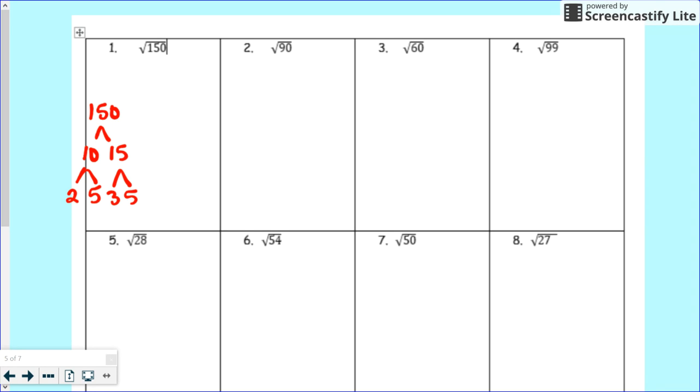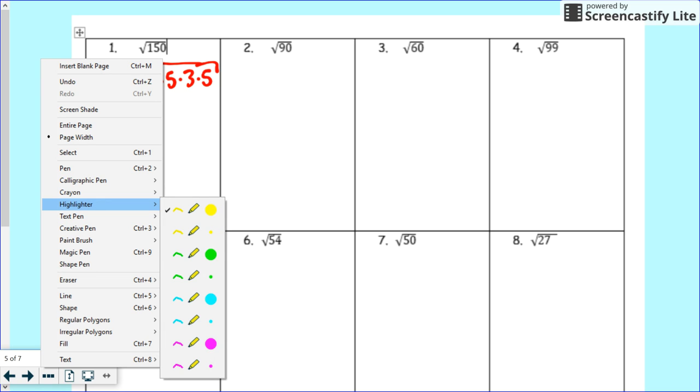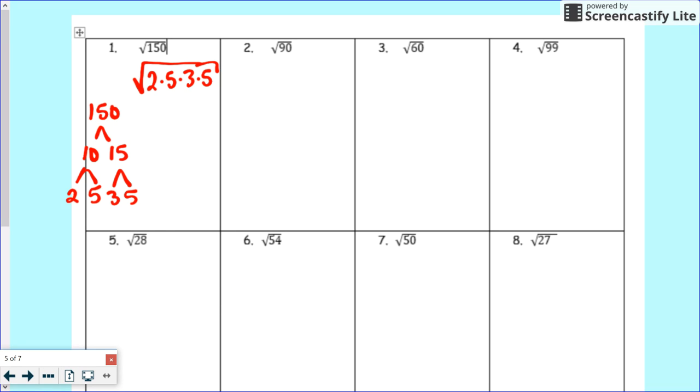The only two numbers that can multiply, say, to get to 2 is 1 times 2. So that's as far as I can break it down, which means 150 is the same thing as 2 times 5 times 3 times 5. So the way I was kind of explaining it today in class is that the square root sign is kind of like jail. And the only way for these guys to get out of jail is if they have a partner in crime. So if you look at those numbers, the numbers that are partner pairs are going to be our 5s.